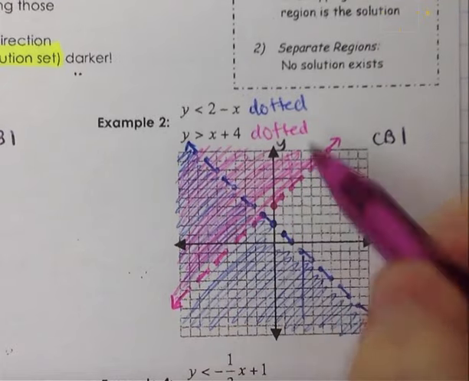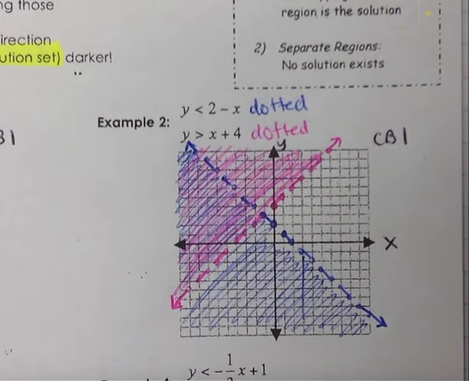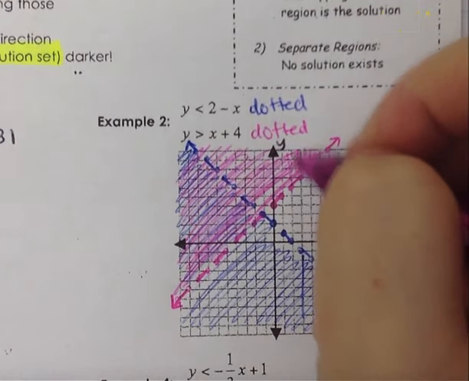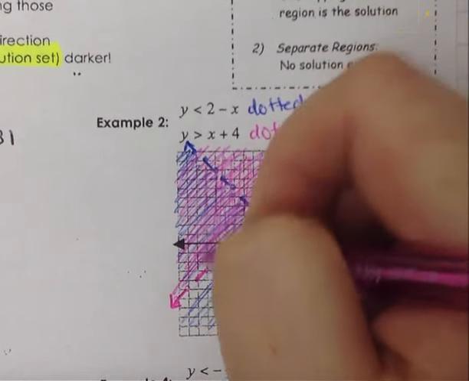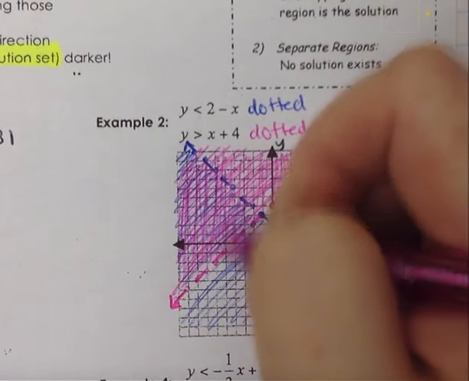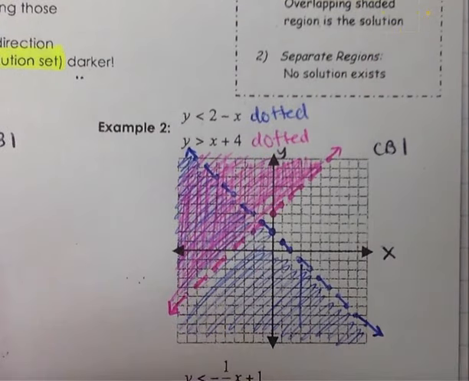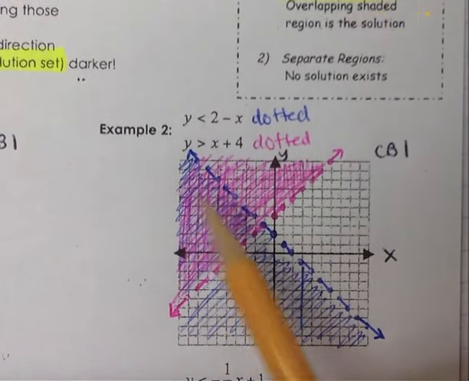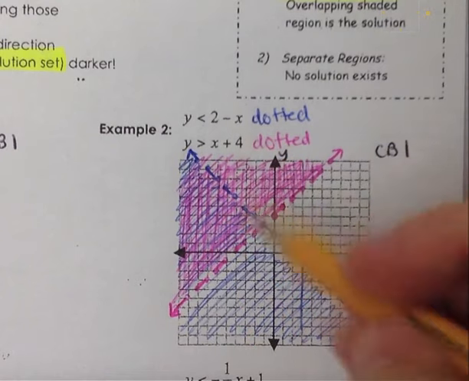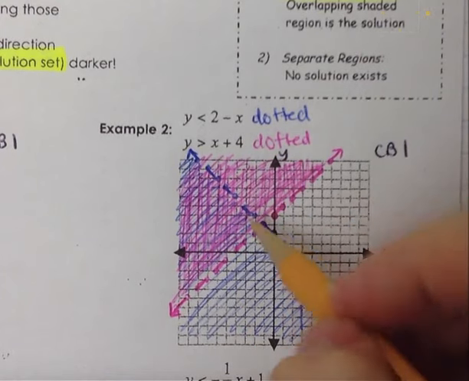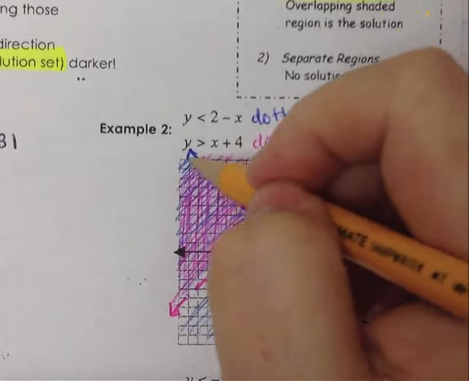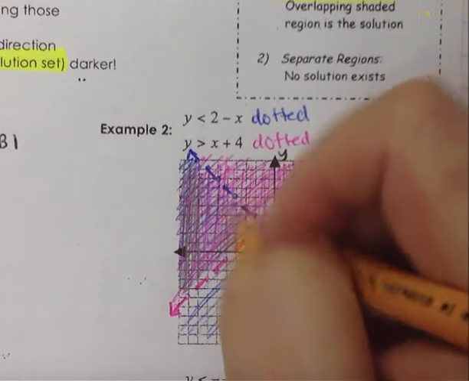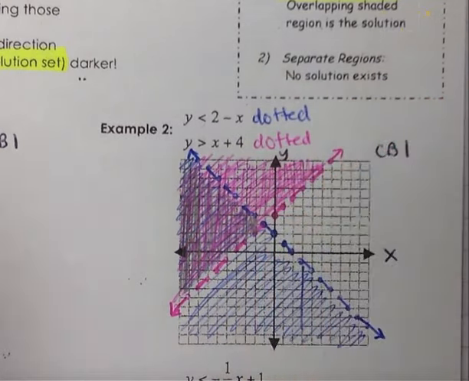You shade them individually, and then when you're done shading individually, you look to see where do they overlap. And you can actually shade in opposite ways. So if I shaded my pink up and down and my blue kind of left and right, I can see them crisscrossing. But if you can also see the different colors, that would work too. So I have my pink and blue intersecting over here in this section. So I'm going to darken this with my pencil just a little bit, and then I will highlight it because that is my solution set.